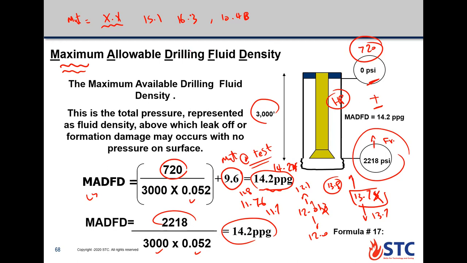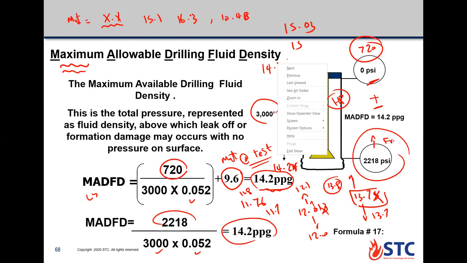Okay, so for any maximum allowable drilling fluid density, if the answer is 15.03, it will be 15. If the answer is 14.75, for example, it will be 14.7.